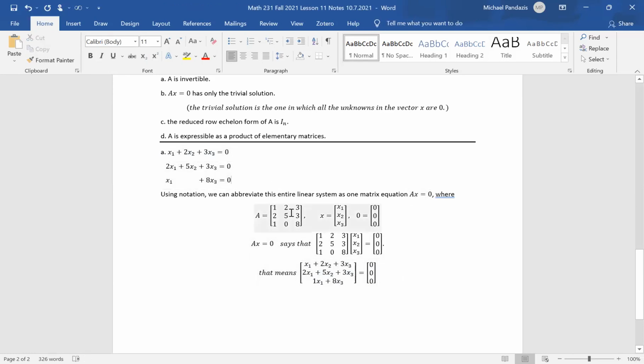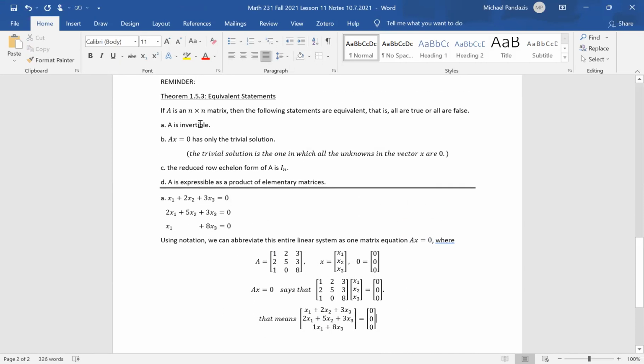In order for this one matrix equation, Ax equals 0, to be true, all three of these equations have to be true. So just because I'm representing three equations by one matrix equation doesn't mean it's actually any less information. Okay? This one matrix representation says the same thing as three regular algebra equations that you're used to. So anyway, I can abbreviate the entire linear system as Ax equals 0, where A is this matrix, x is that, and 0 is that.